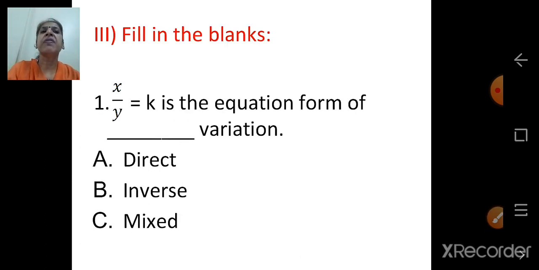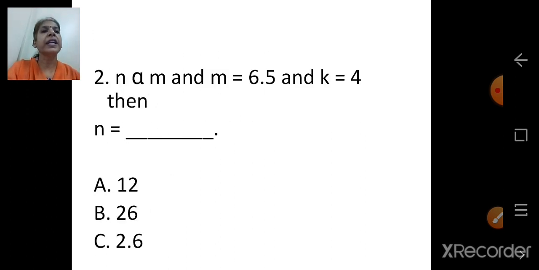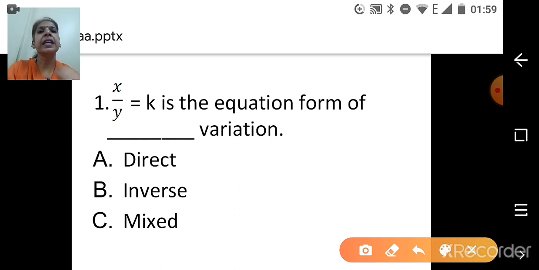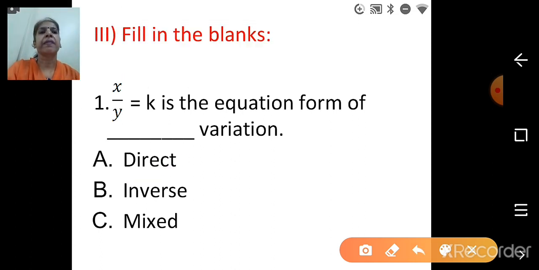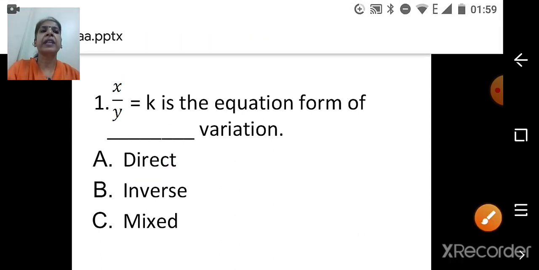Next question is fill in the blanks. First one: x upon y is equal to k is the equation form of dash variation. Just now we have seen which variation it is. x upon y means ratio, and here the ratio is constant. So x upon y is k is the equation form of direct variation. The answer is direct variation.